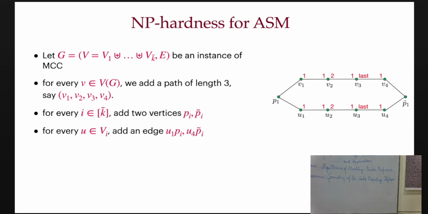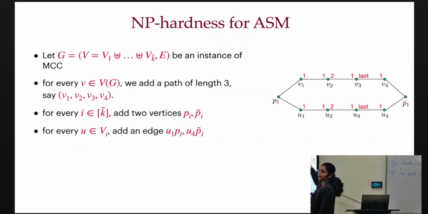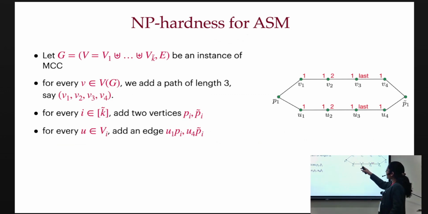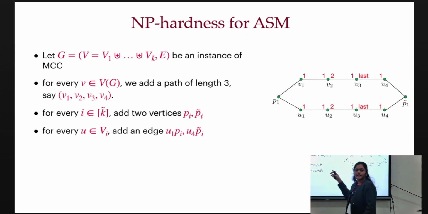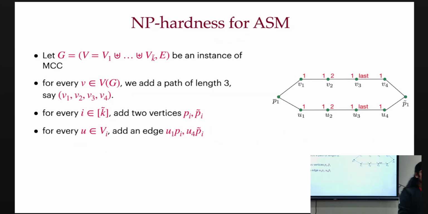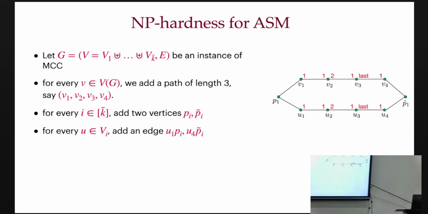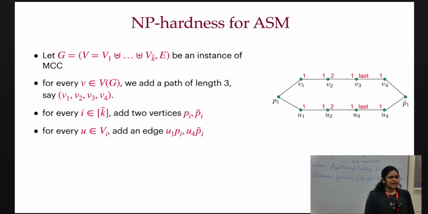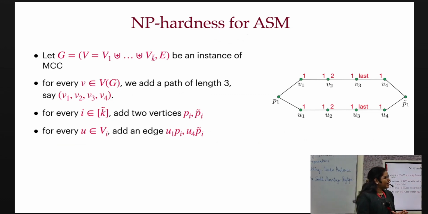So, what did we say? For every v belonging to V(G), we add a path of length 3. So, there is a vertex v in V1, correspondingly I have a path. There is a vertex small u in the V1 class, so I have this thing. Now, what is the degree of P1? The number of vertices in color set 1. Correct. So, the degree of P1 is the number of vertices in the set V1.